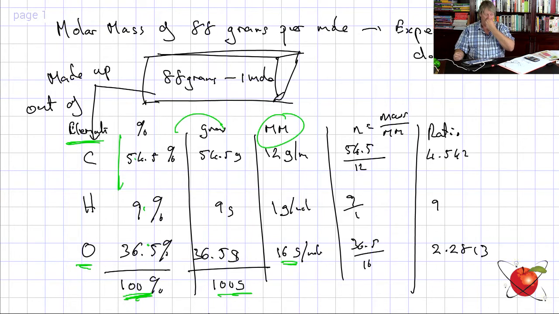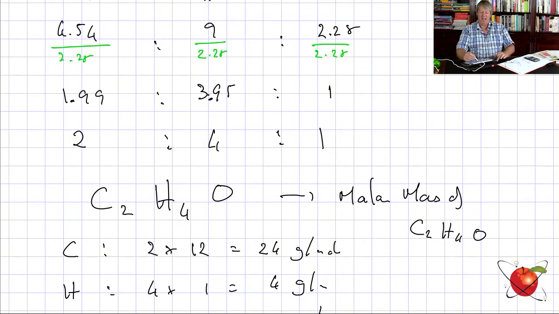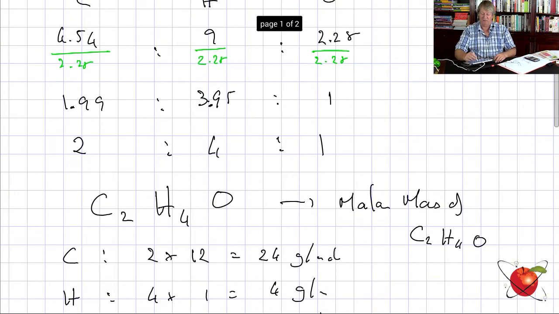The next one we do is we then calculate n, the number of moles, right? And we calculate that and we get a ratio. We put our ratio down, dividing through by the smallest number. If we got a half, we convert them to a fraction and multiply through by the denominator. So if, for example, we got 2/3, we multiply through by 3 each item, right? Okay.